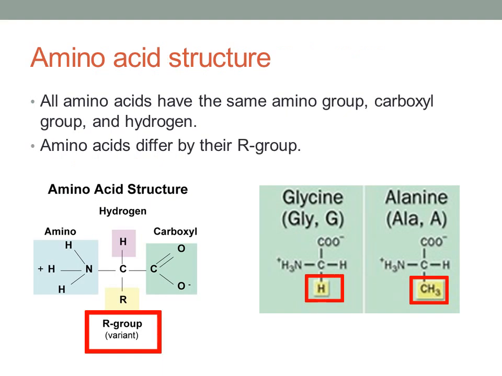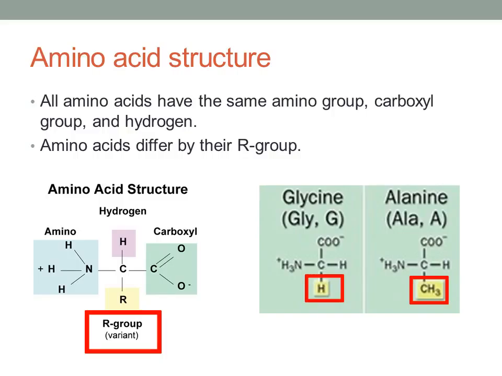All right, so if we look a little bit more carefully at the amino acid structure, we'll see that they all have the same amino group, which is highlighted in blue on the left, the same carboxyl group, which is highlighted in green, and the hydrogen, which is highlighted in purple. So all of the amino acids will have the same amino group, carboxyl group, and hydrogen. However, amino acids have different R groups. R groups are highlighted in the left picture in yellow. The R group is what we call the variant because it's different from amino acid to amino acid.